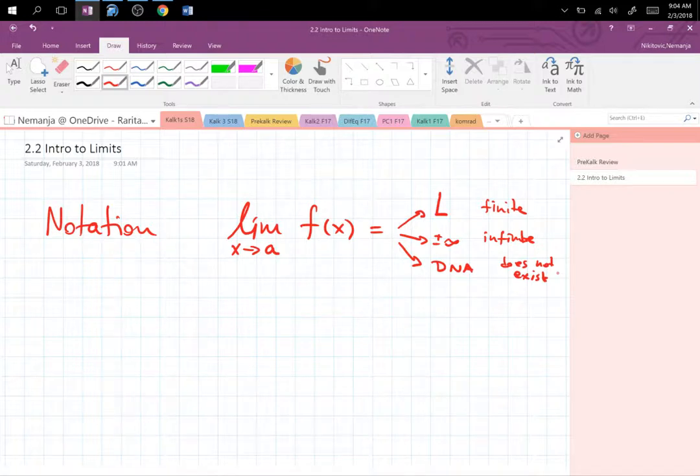So you can have that the limit of x squared as x goes to 3 is equal to 9, right? So that will be a number. Or you can have limit e to the x as x goes to infinity, you get infinity, and then you can get 1 over x as x goes to 0 to be does not exist. So you can have all of these answers possible. So that's technically the notation.